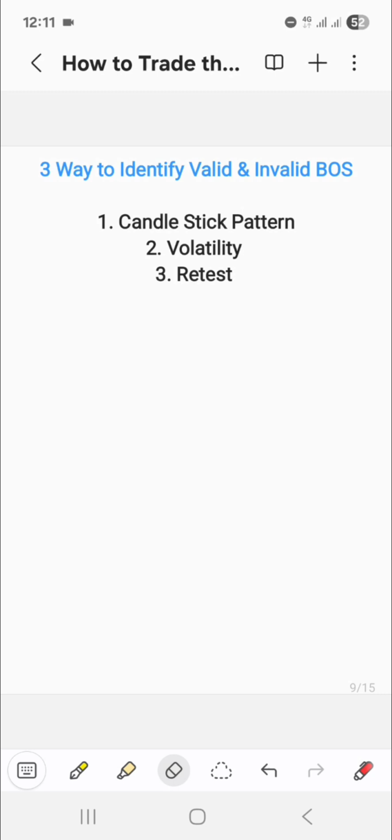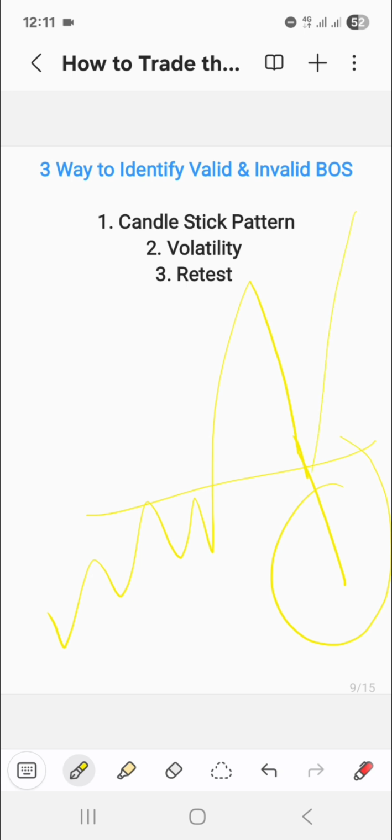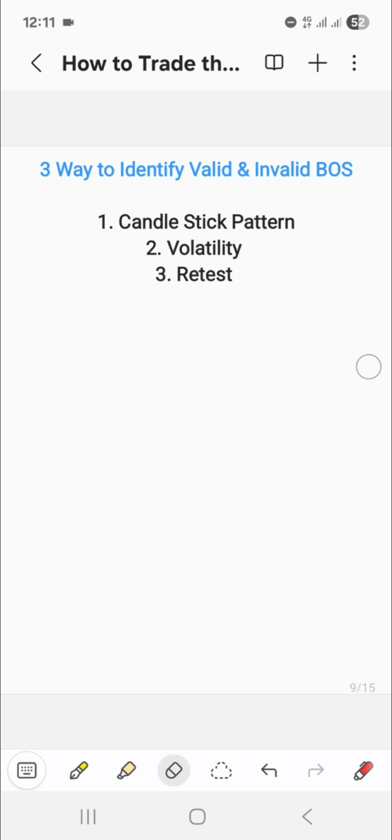That's number 2. Number 3, the way to validate is through a retest, and that's the main strategy you have been working on here. When you have a retest coming back to where the market just broke the structure, this retest will validate. If this retest closes below, this is invalid. But if it closes above, it's actually valid. That's another way to identify.